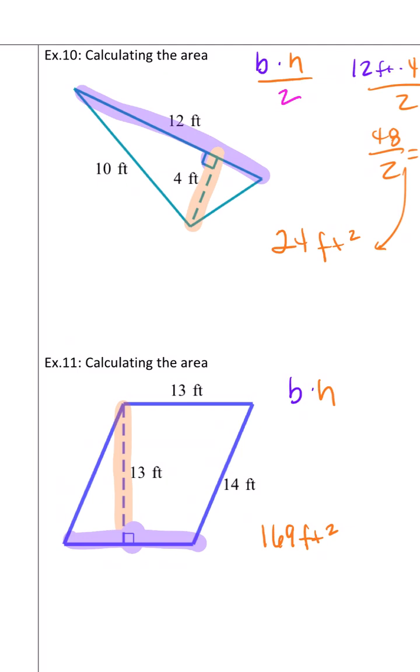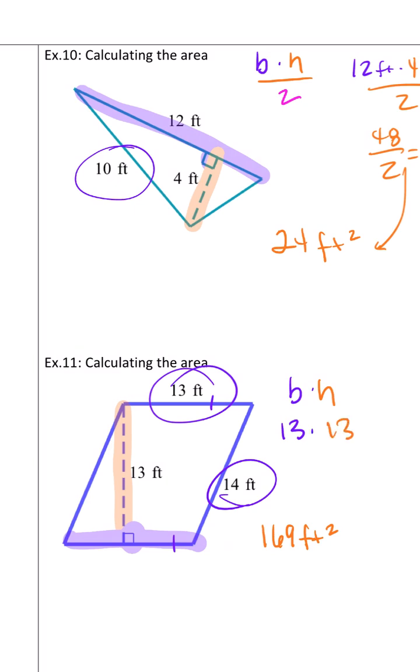Parallelogram, of course, we have the base is 13 feet because this is a parallelogram, which means this side is the same length as that side. Okay, that 14 doesn't mean anything for what we're calculating. Neither does that 10 up there. Okay, so we're just worried about the 13 and the 13. So our base is 13, our height is 13 feet. So 13 times 13, go down your multiplication table, you get 169. Remember, you're calculating area because you went feet here and feet here, so it's going to be feet squared. They're going to give you the choice, feet or feet squared.